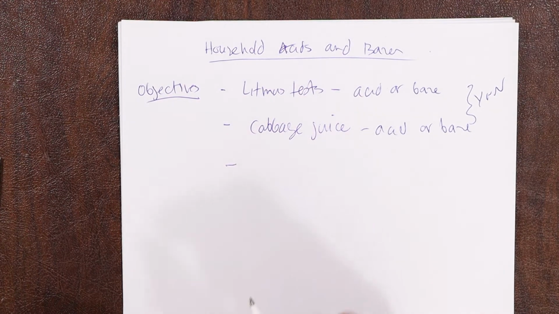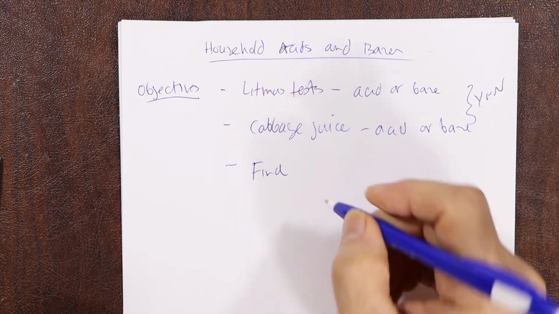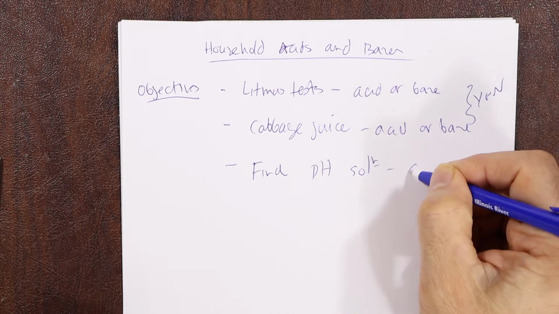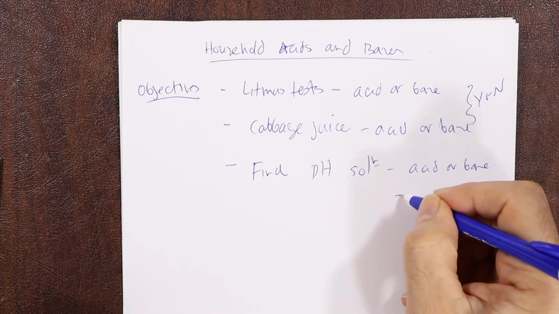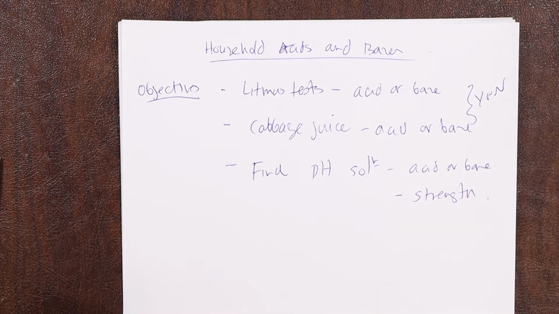And then the last one, maybe you've heard of pH. You can actually find the strength of the acid or the base, so find the pH of a solution. Not only will it tell you acid or base, yes or no, based on a number, it can also tell you the strength. Is it a strong acid or a strong base? We'll talk more about the pH scale as we go, and how we can work out the concentration of acid from its pH.